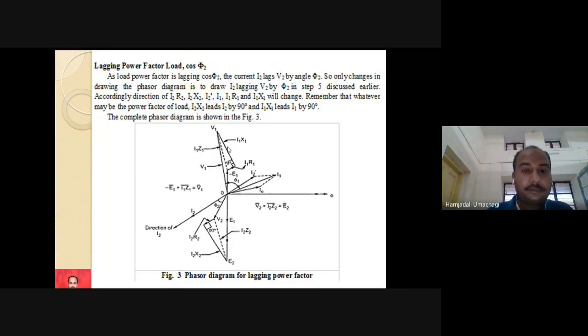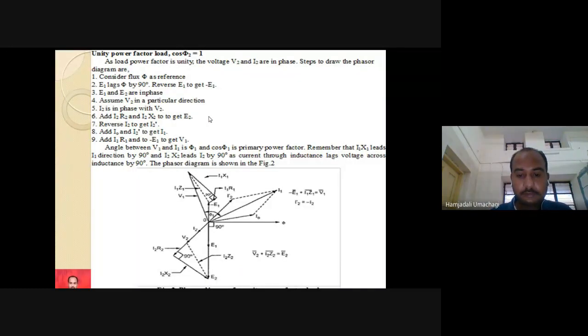Next is what? E1 lags phi by 90 degrees. So if this is my phi, then what is this E1? As per this rule, E1 should lag phi by 90 degrees, so I should take E1 in this direction. Understood?